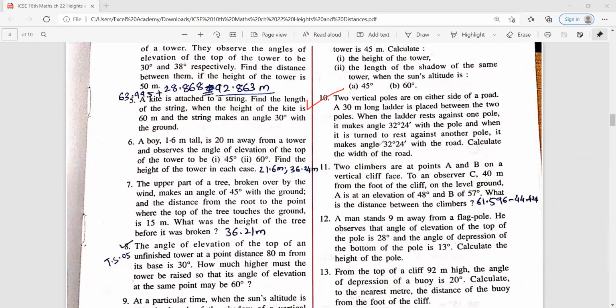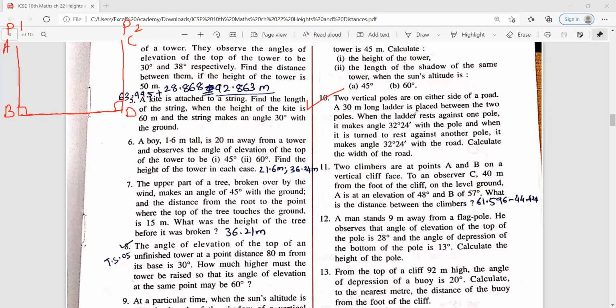We'll do question number 10 now. Two vertical poles are on either side of a road. A 30-meter long ladder is placed between two poles. If I draw the diagram here, let's say this is pole P1, let us call this AB. And let's have another pole P2, let's call this CD. Obviously they are placed on the ground, so this horizontal is the ground. Now, are these two poles obviously of the same height?